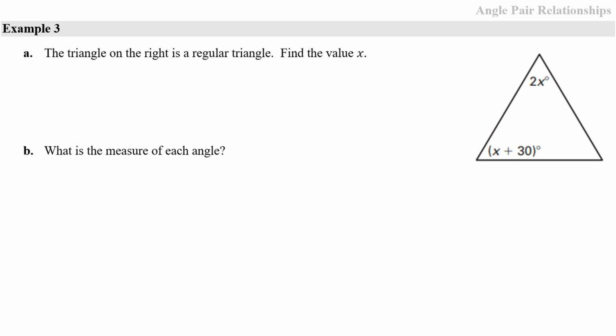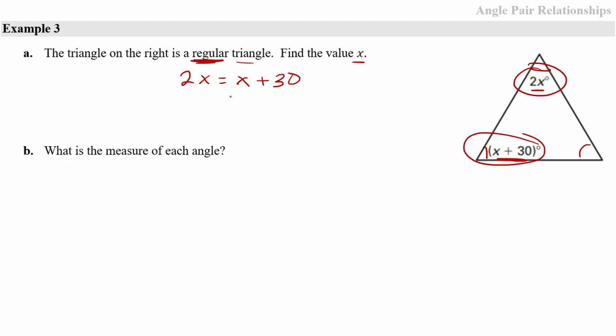For example 3, it says the triangle on the right is a regular triangle. Find the value of x. I had been talking about this throughout class, and I said, look at these 2 angles. What's the relationship between these 2 angles? Because it's regular, all sides and all angles are equal. So this angle is equal to this angle, and it's also equal to that angle. The relationship between this one and that one is they're both equal. So I can say 2x equals 2x plus 30.